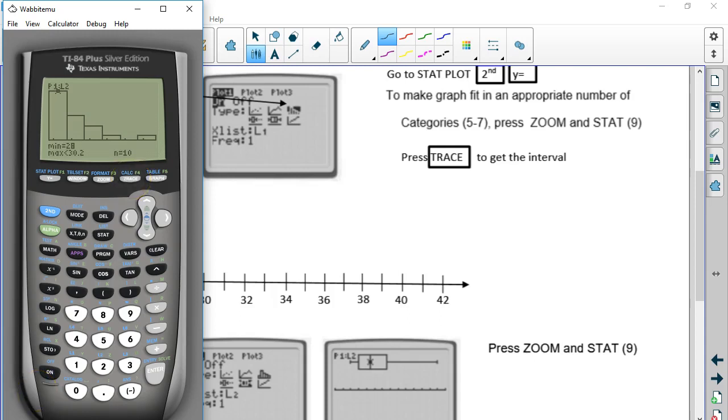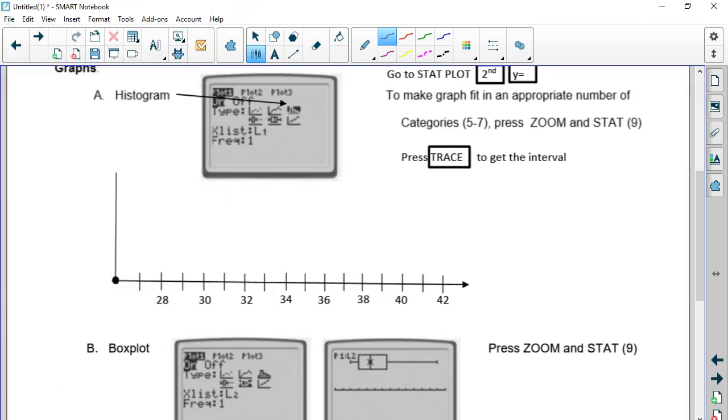And you'll see where it says from 28 to 30.2, there's 10. And then going right from 30.2 to 32.4, there's 5. Then there's 3 here. There's 1 here. 0 here. And 1 there. So if we're going to sketch that on here, you can put your numbers 1, 2, 3, 4, 5, 6, 7, 8, 9, 10. And then again from 28 to just past 30, 30.2, there's 10.